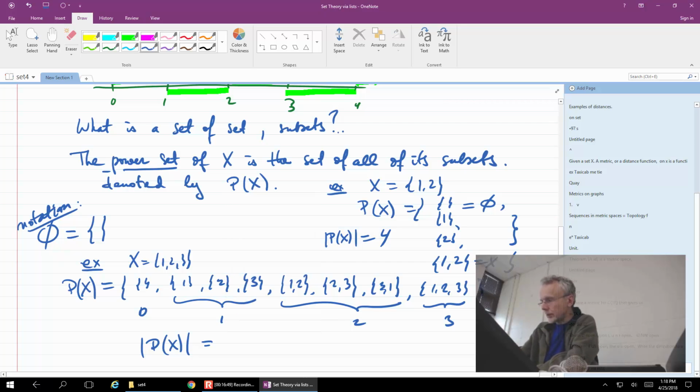For some reason I put 3, 3, and 3, 3. I was counting the numbers at the bottom: 0 plus 1 plus 2 plus 3, and it looks like 6. That's not right. So the answer is indeed 8. And that might suggest a pattern.